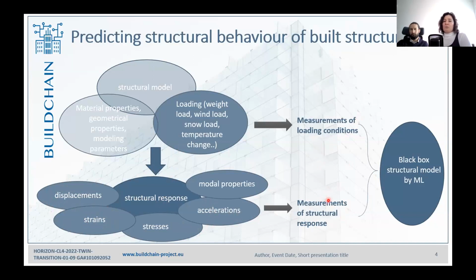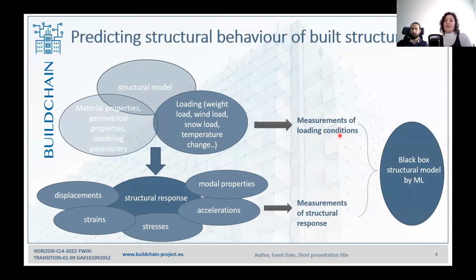And now we can derive a model which is purely data-driven. It's a mathematical model which takes as input these measurements of the loading conditions and gives as output those structural responses. I don't exactly like this approach, and I will explain later why. But mainly, we are dropping all this engineering knowledge that we have about the physics of the building and the material and so on. And instead we just let a machine learn by itself how the structure behaves.